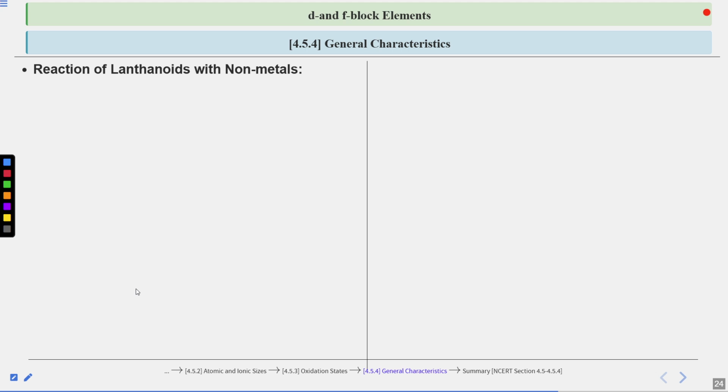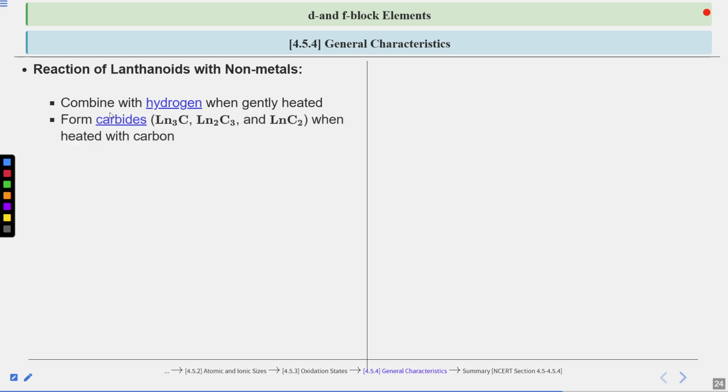Now, the reaction of lanthanoids with non-metals. When gently heated with hydrogen and carbon, they form carbides like Ln3C, Ln2C3 and LnC2 types. When they react with dilute acids, they liberate hydrogen. They also burn in halogens to form the halides.